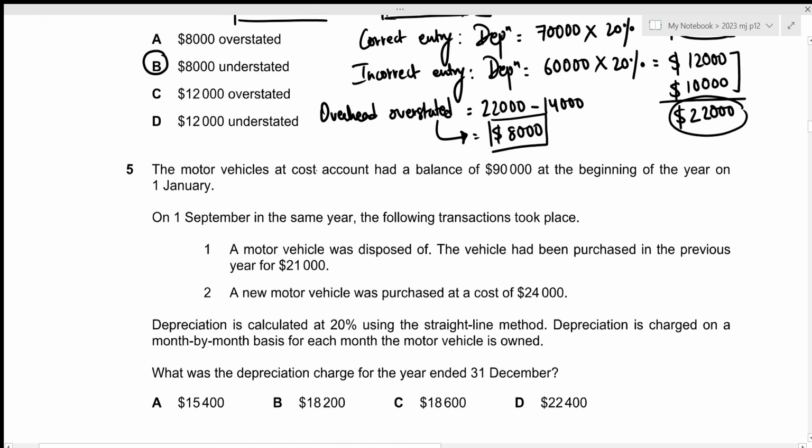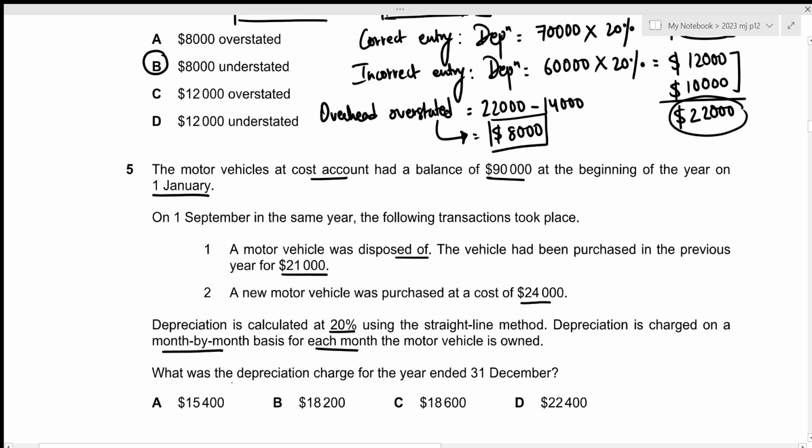The motor vehicles at cost account had a balance of 90,000 at the beginning of the year on 1st January. On 1st September in the same year, the following transactions took place. A motor vehicle was disposed of and the vehicle had been purchased in the previous year for 21,000. This is the cost of that disposed vehicle. Then a new motor vehicle was purchased at a cost of 24,000. Now depreciation is calculated at 20% using the straight line method, and depreciation is charged on a month-by-month basis for each month the motor vehicle is owned.